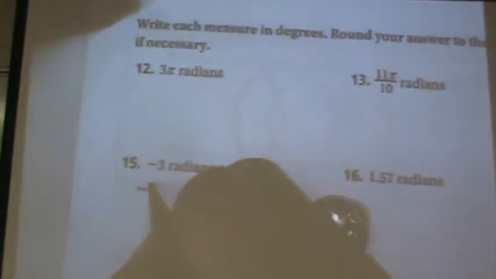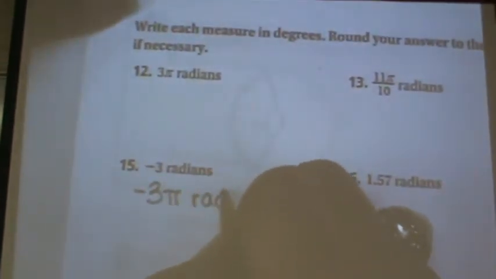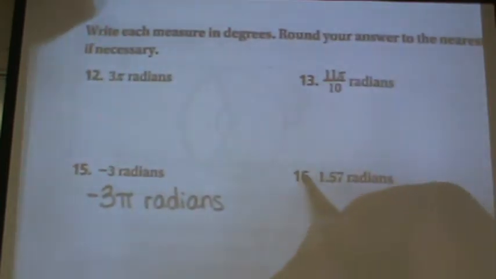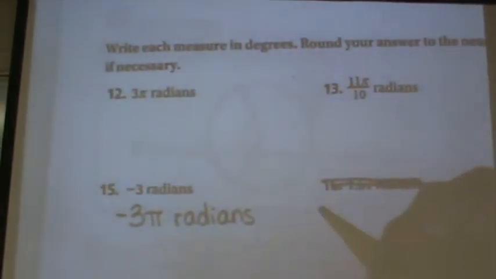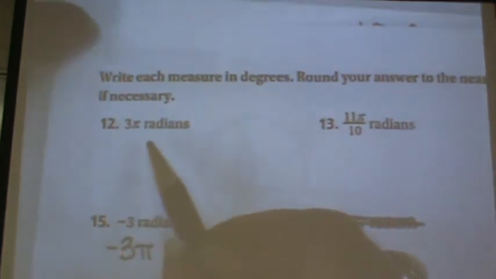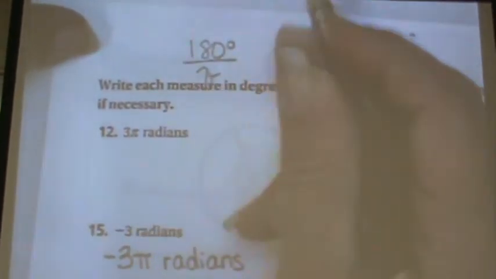Convert it from radians. You're in radians, to measure in degrees. Now, don't worry about 16 or 17, you're gonna do those next year. But I do want you to do negative 3 pi radians. How do you do it if it's in radians? What do you multiply these by? 180 degrees over pi.